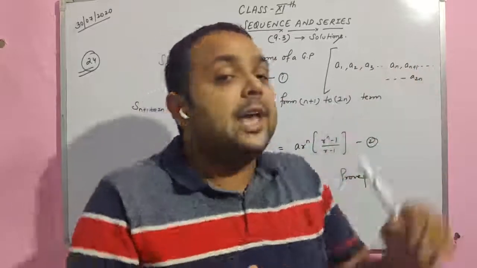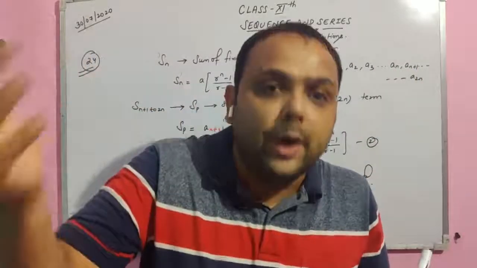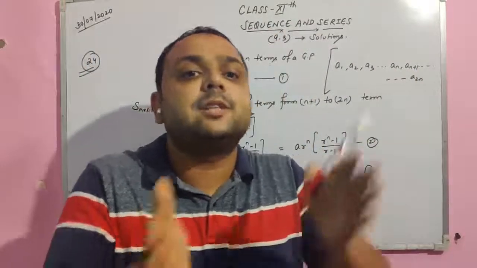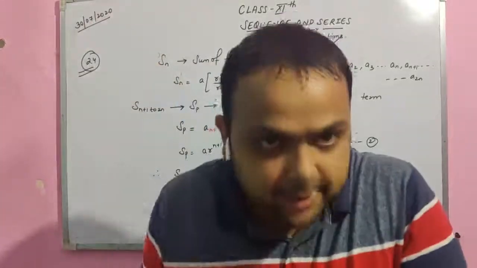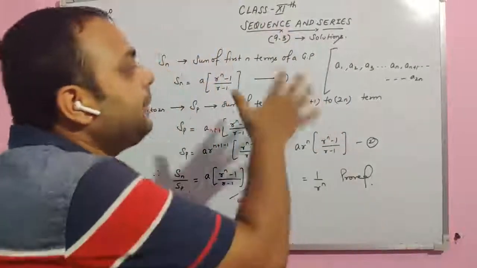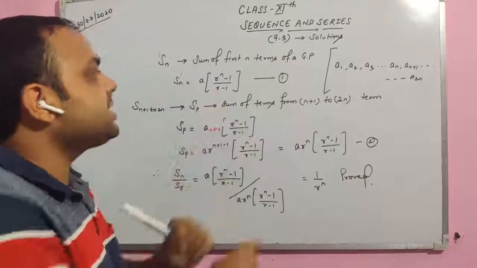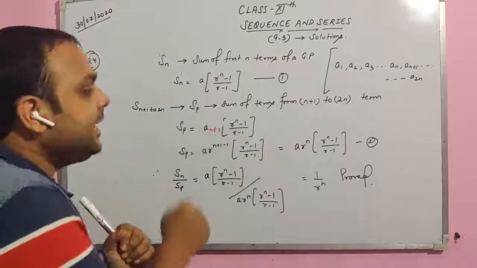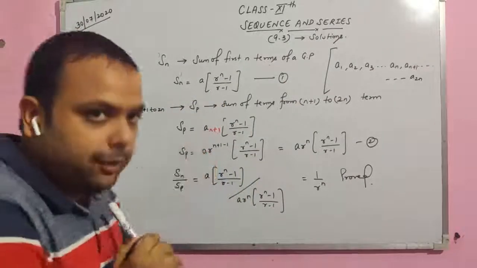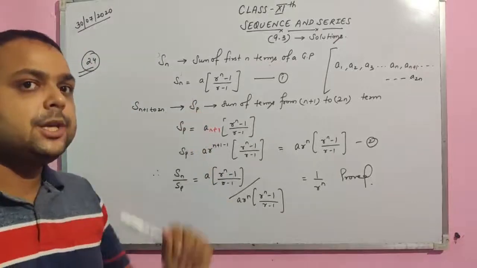So in this we have number of terms up to 2n. We have to find the ratio of the sum of first n terms and the sum of next n terms. So in that case we have applied the concept of sum. In the first case the first term is a, in the second case the first term is a to the power n plus 1. Please see the solution of this question carefully.